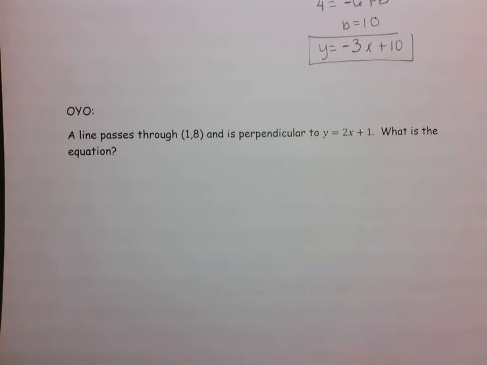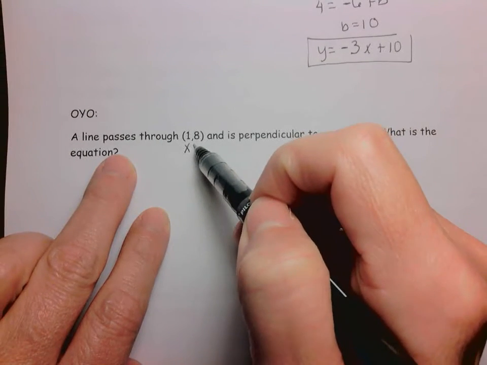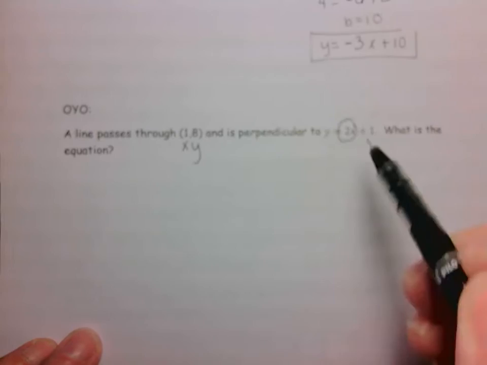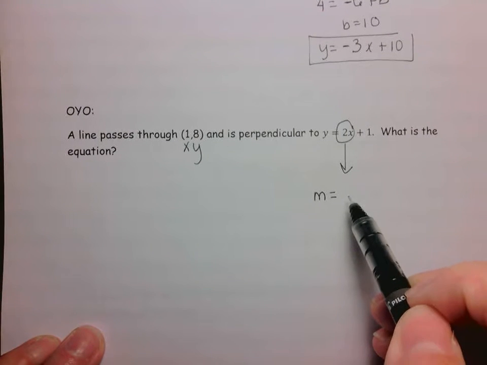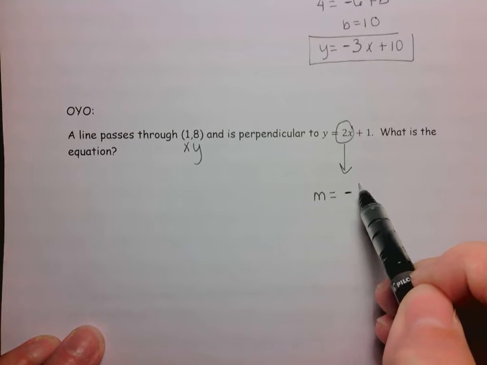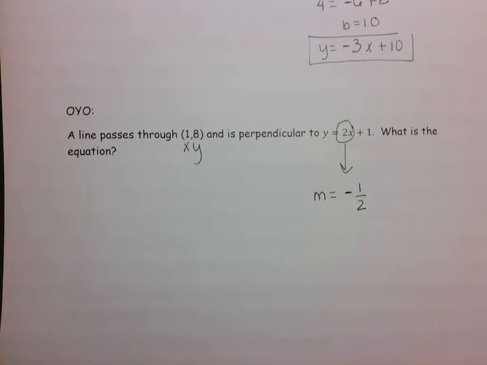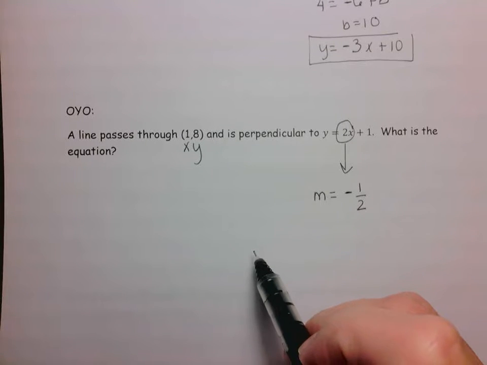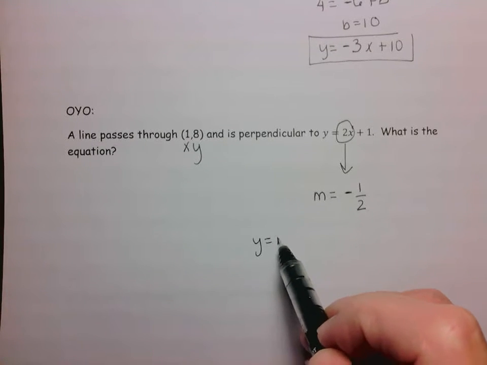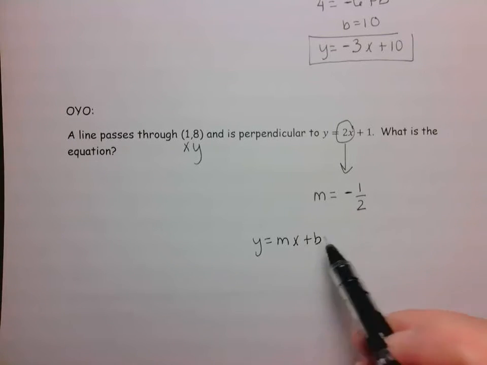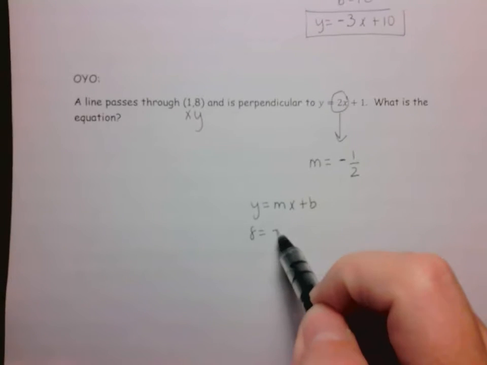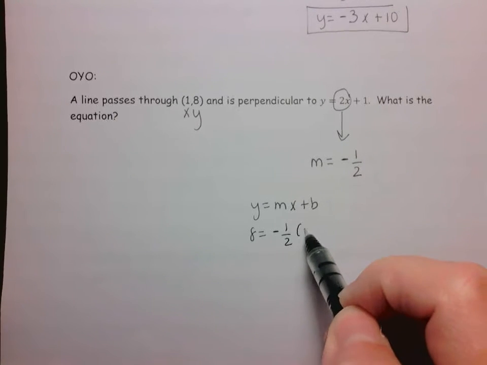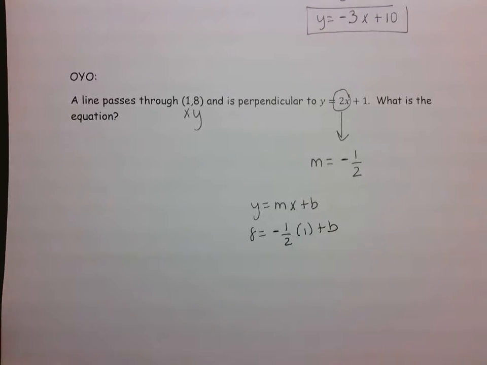Okay, it says a line passes through this coordinate point and it's perpendicular to this line. So if it's perpendicular to this line, what do I know about the slope of my mystery line? The slope is -1/2. So now what do I do? I'm going to plug in my xy coordinate, I'm going to plug in my slope, and I'm going to solve for B.